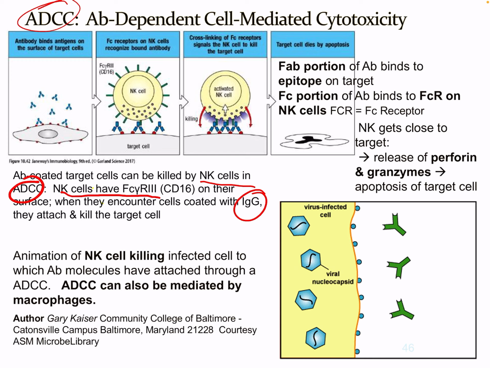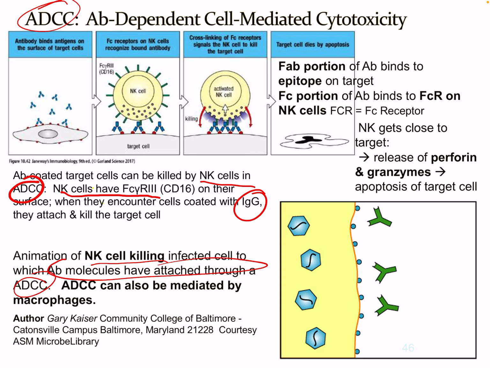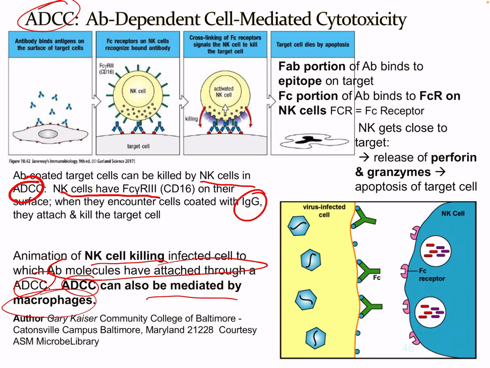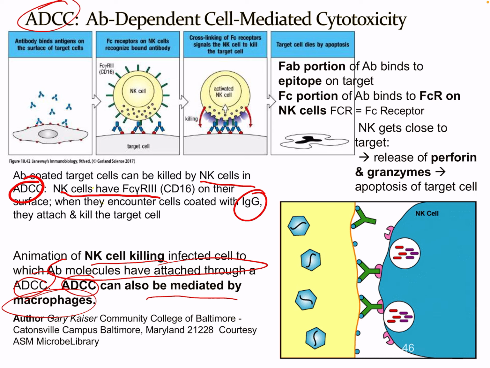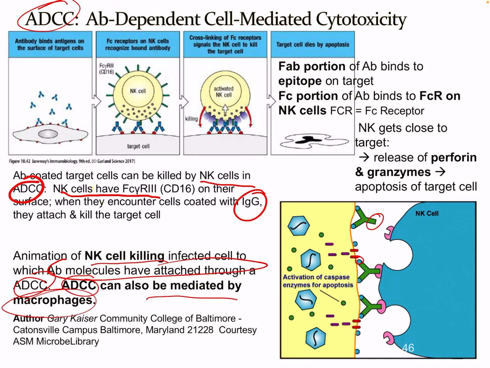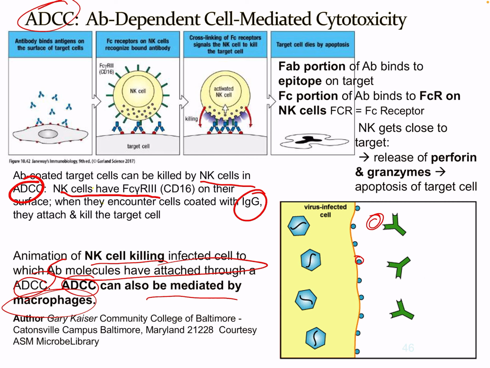So again, here's the animation of the NK cell killing an infected cell to which antibody molecules have attached, through ADCC. ADCC can also be mediated by macrophages. So it doesn't have to be just an NK cell; macrophages can come in and kill the cell as well. The Fab portion of the antibody binds to the epitope, which you see here, and the NK cell binds to the Fc receptor here. The NK cell gets close to the target and then releases its perforin and granzymes, causing apoptosis.